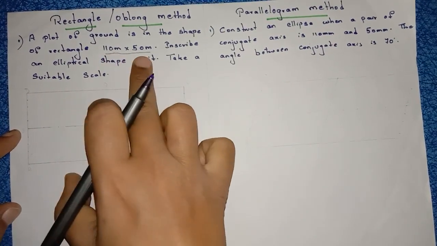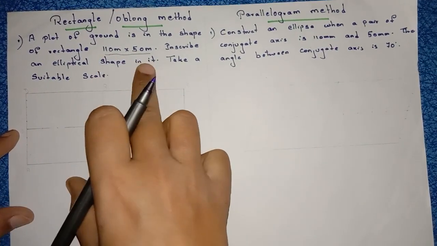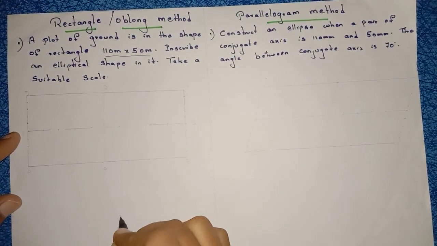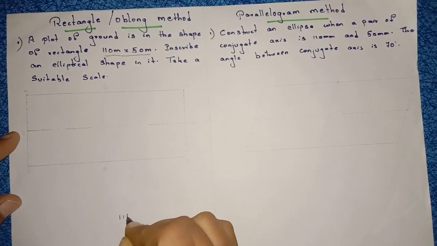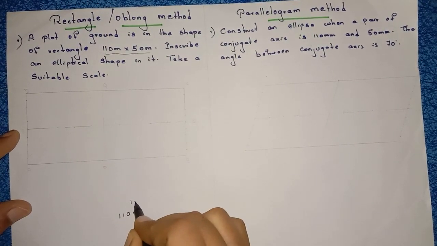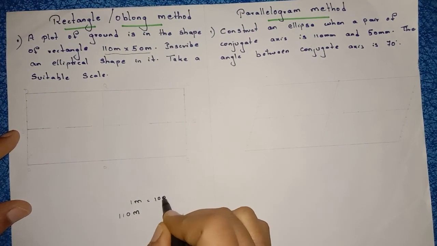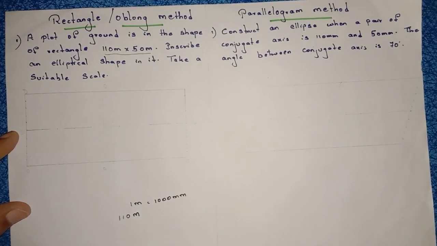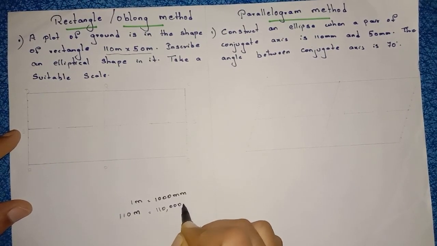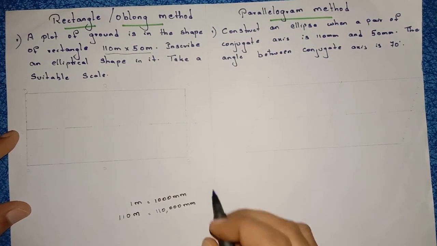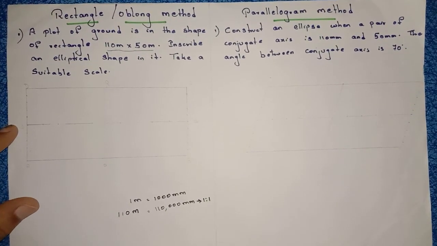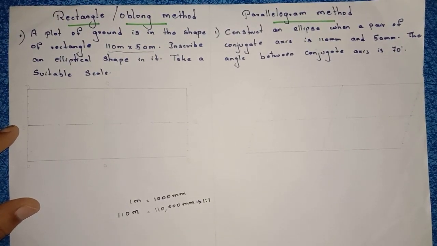Here 110 meters is the major axis and 50 meters is the minor axis. First I'm converting 110 meters into millimeters. So 1 meter equals how many millimeters? 1000 millimeters. So 110 meters equals 110 into 1000 millimeters. Here the scale is 1:1, full scale, as I said in the first class.